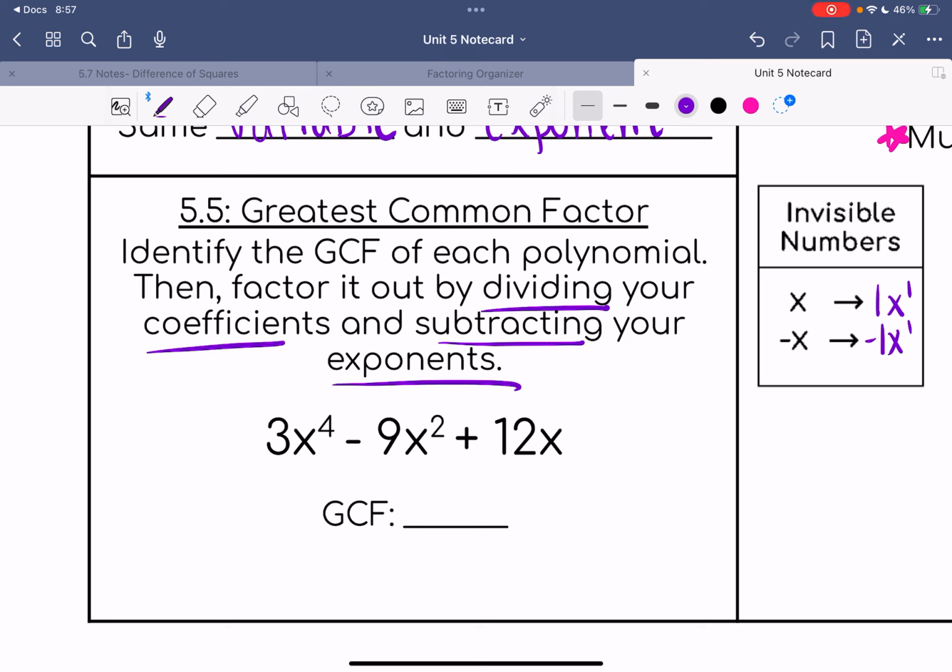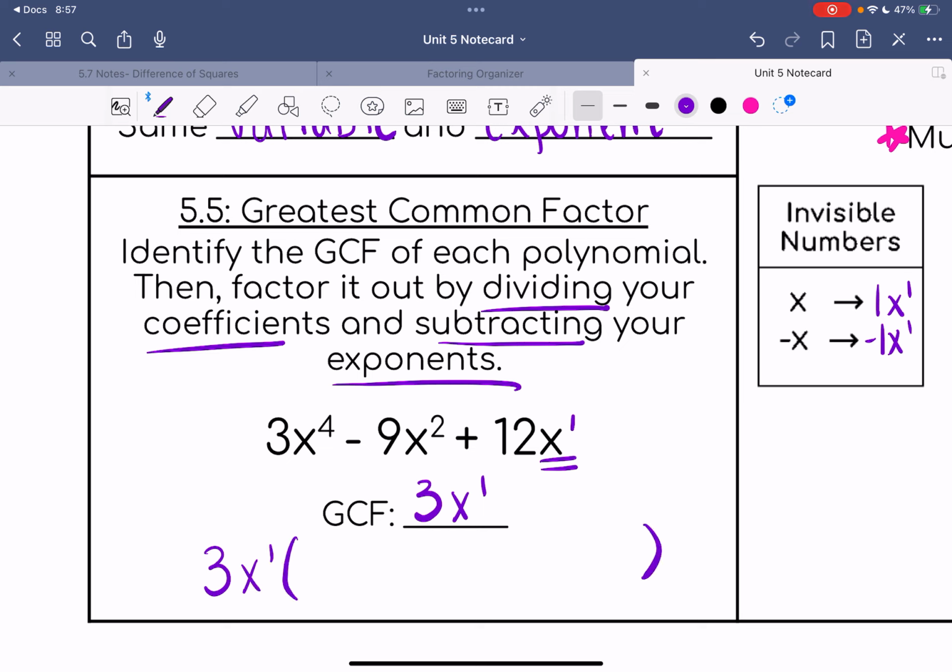So we've got 3x to the fourth minus 9x squared plus 12x. There's an imaginary exponent of 1 here. We can divide 3, 9, and 12 all by 3. And then we've got x to the fourth, x squared, and x to the first. You're always going to be able to take however many x's that last term has. So we'll be able to take out an x to the first here. So 3x to the first will be our GCF.